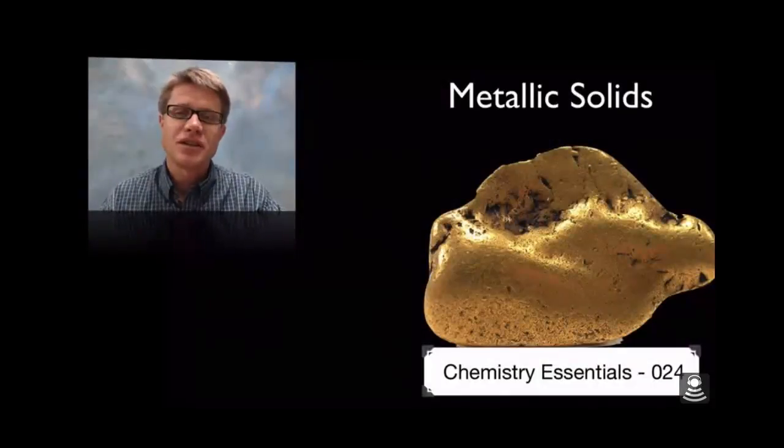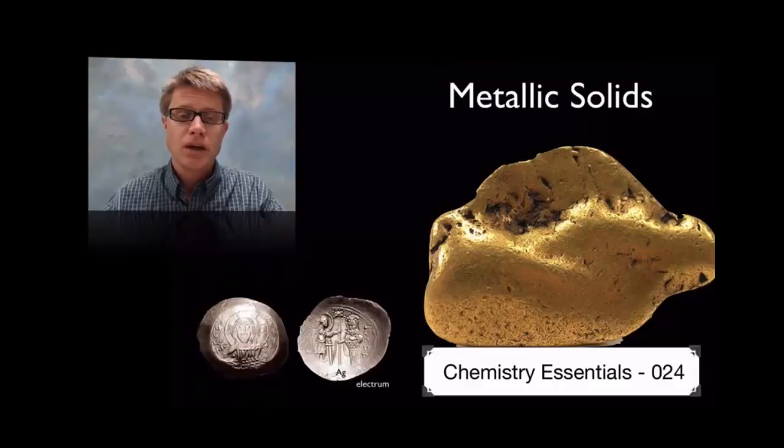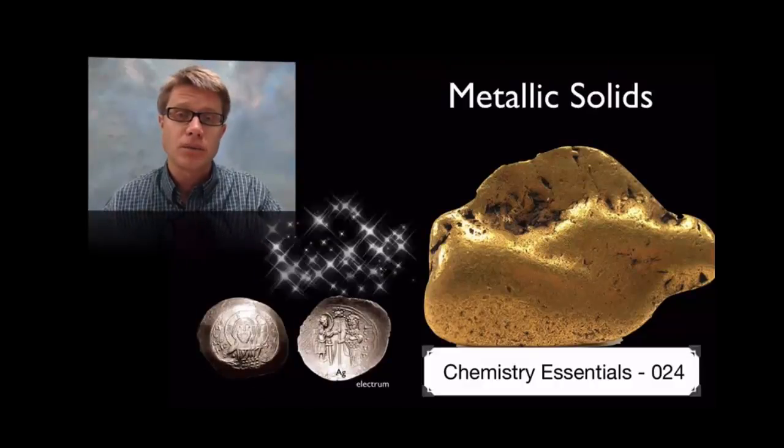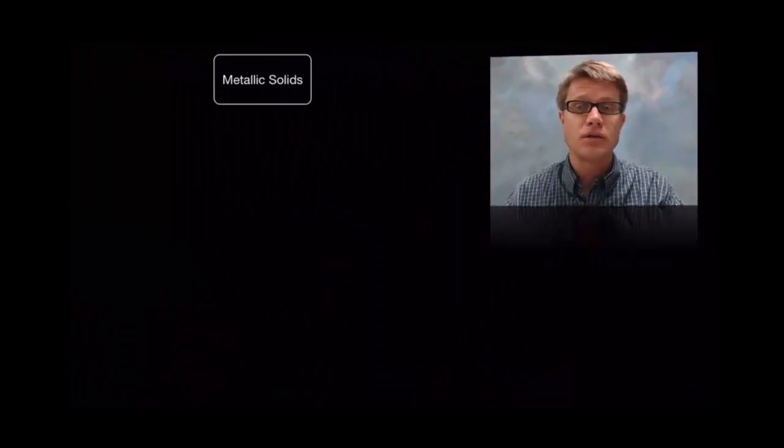Hi, it's Mr. Anderson, and this is Chemistry Essentials video 24. It's on metallic solids, like this big gold nugget that was found. And so it's shiny, conducts electricity. We've always been fascinated with metals, and we also can bend metals to our will. In other words, we could mix gold with silver, and we get something called electrum. And today we can mix gold with things like nickel, magnesium, palladium, and we can get white gold. And so we can form these alloys of metals.